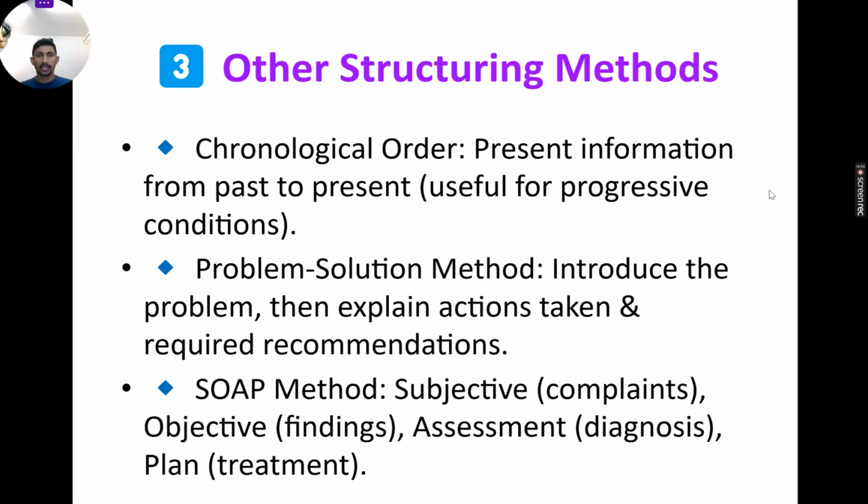Other structuring methods. Let's see what the other structuring methods are, like chronological order. Present information from past to present, useful for progressive conditions. Sometimes you see case notes where the patient first came in past time, like in 2000, and came back with a worsening of symptoms, say with diabetes. The diabetes then progressed to a diabetic foot ulcer or something like that. So then diabetic neuropathy. The progression of the disease from past to present is chronological order. We will see an example soon in the next slide.